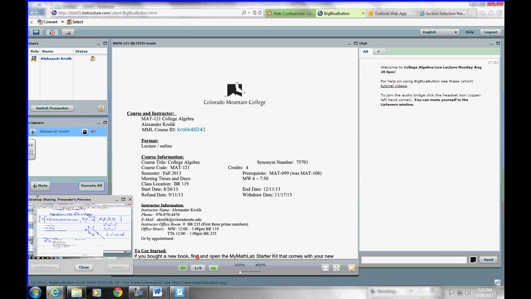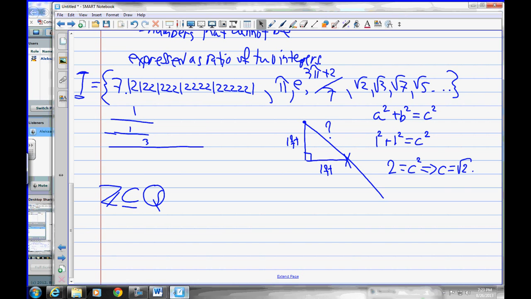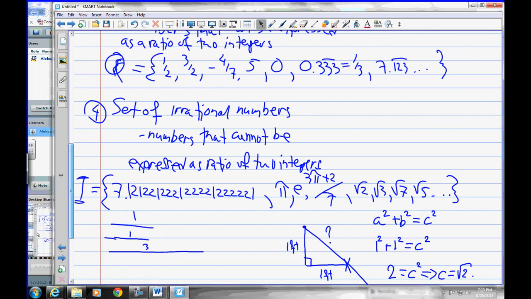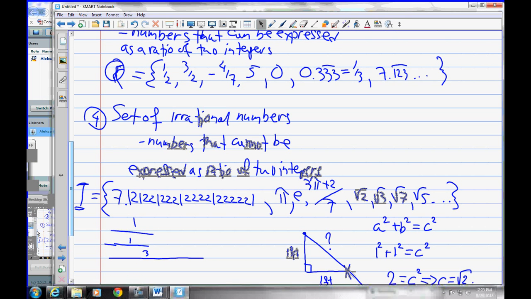While rational numbers and irrational numbers are totally separated. They have nothing in common. There is no number that is both rational and irrational at the same time, because you cannot be able to write yourself as a ratio of two integers and not be able to write yourself as a ratio of two integers at the same time. Okay? So these are not subsets of each other in any way or form.